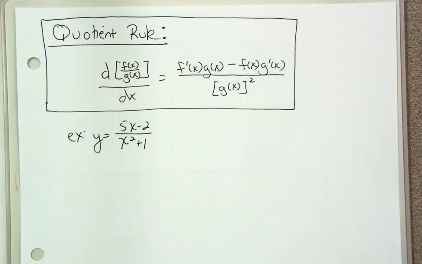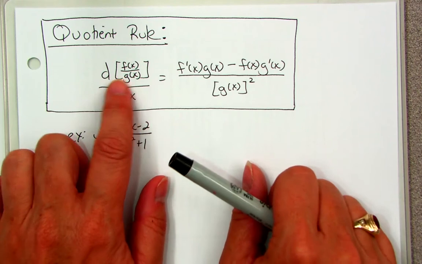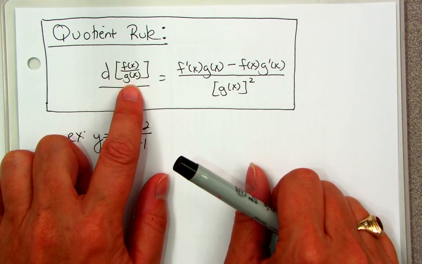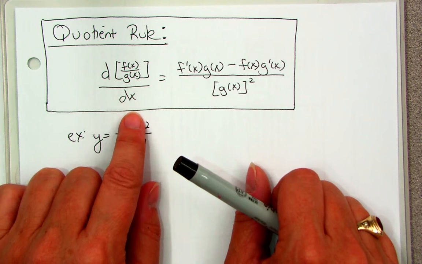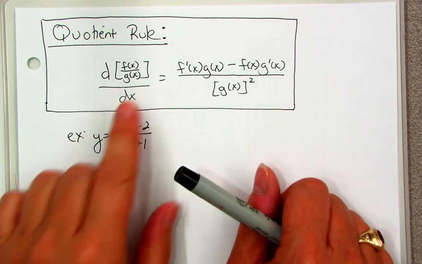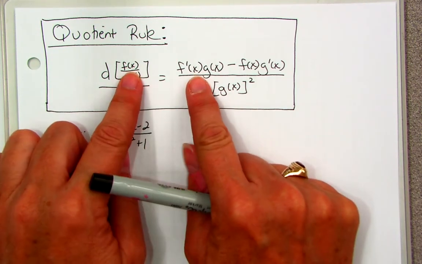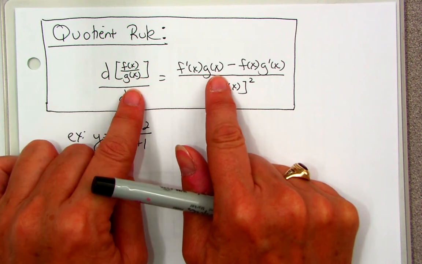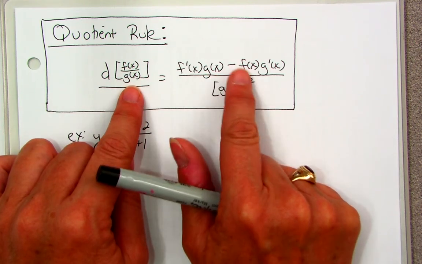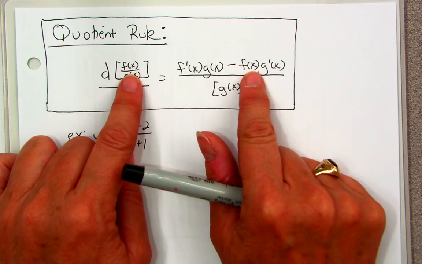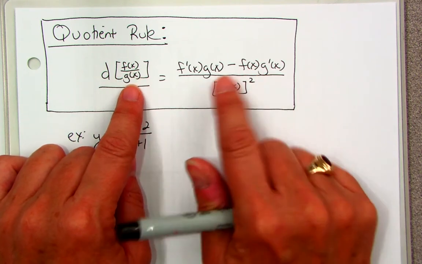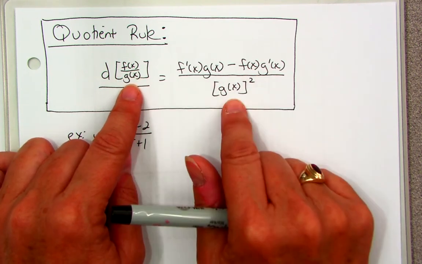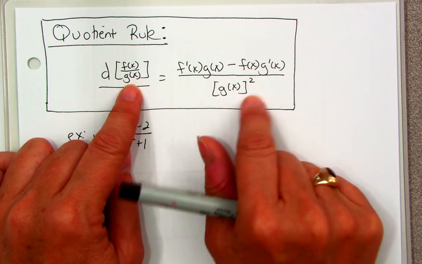Next, quotient rule. The derivative of one function over another with respect to x. How do I take that derivative? Well, I take the derivative of the numerator times the denominator function minus the first function times the derivative of the denominator function, all over the denominator squared. Notice there's no derivative down here.